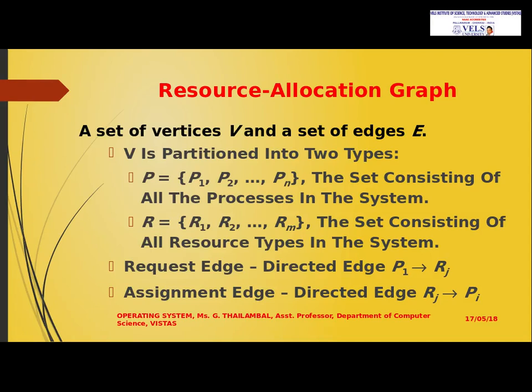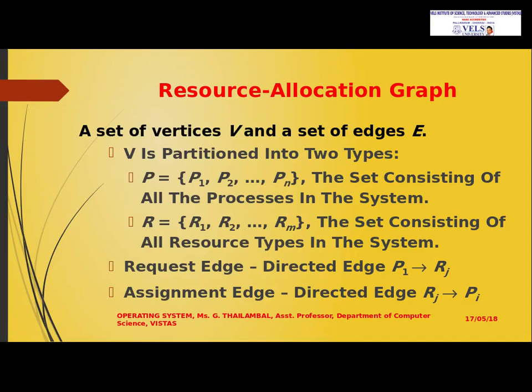Any number of processes from P1 to Pn can be in the system. And R is nothing but resource, I have told you. Any number of resources could be there, R1, R2 up to Rm, M number of resources. And two edges will be there. One is the request edge, another one is the assignment edge.